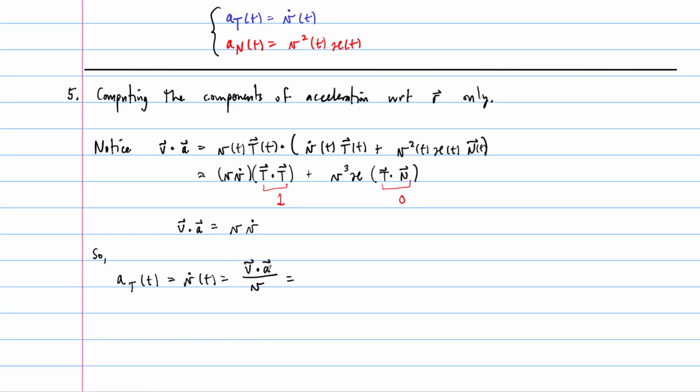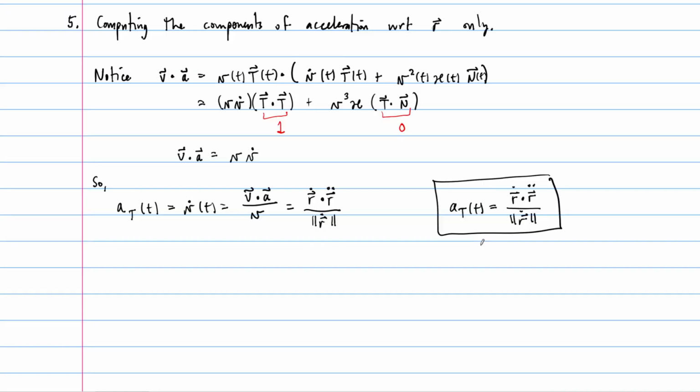Velocity is r dot, acceleration is r double dot, and speed is the length of r dot, right? So this ends up being r dot dotted with r double dot divided by speed, so length of r dot. All right, and so this gives us a formula for the tangential acceleration in terms of only the position function. So there we go. We can just go straight to that when necessary, right?